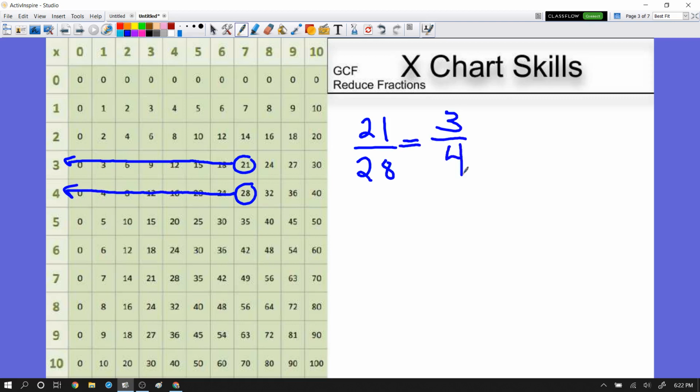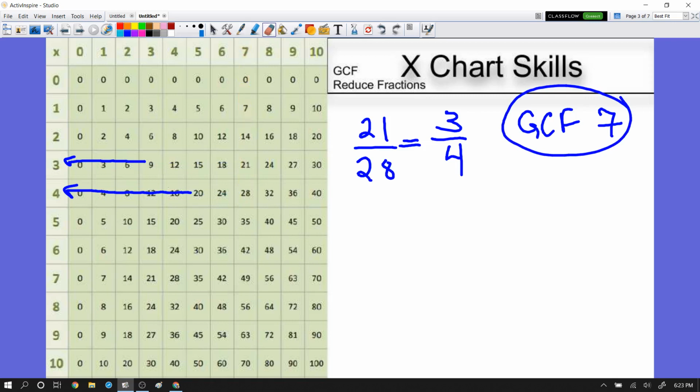This is the most basic version of this. And if you follow it up, the column that you found both of those in, 7, that's your greatest common factor. That's the largest number that fits into both 21 and 28. So just to do one more example and just give you a foundation of how this works. 18 over 30.